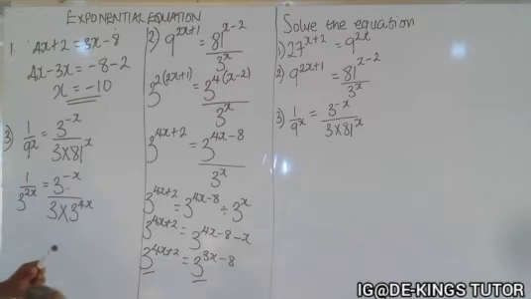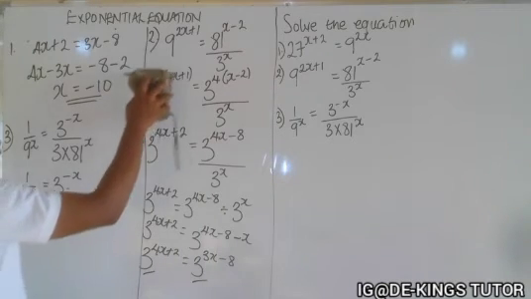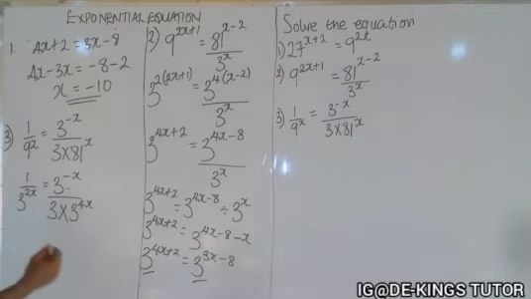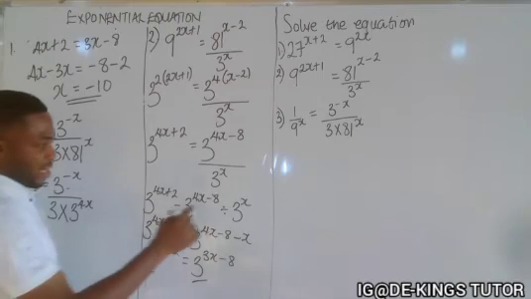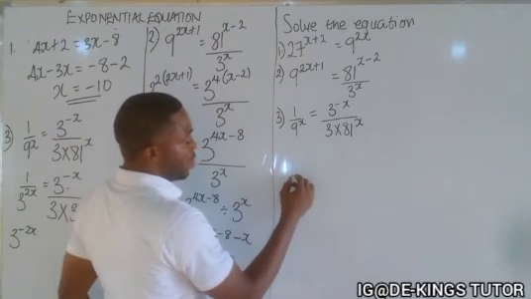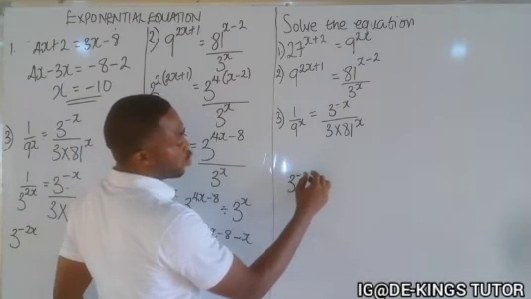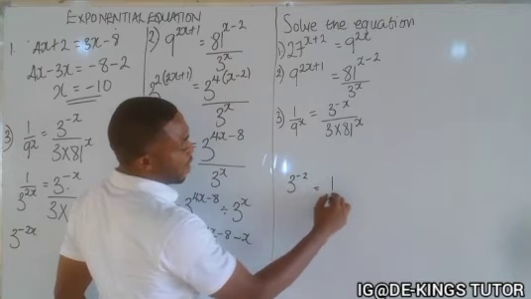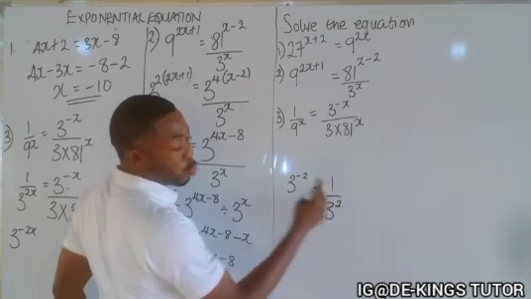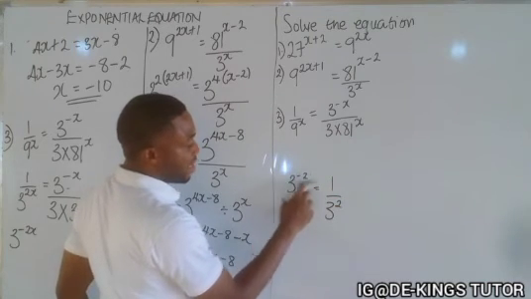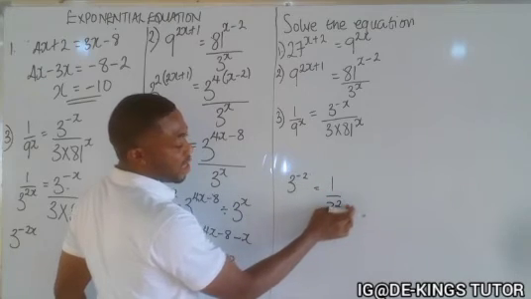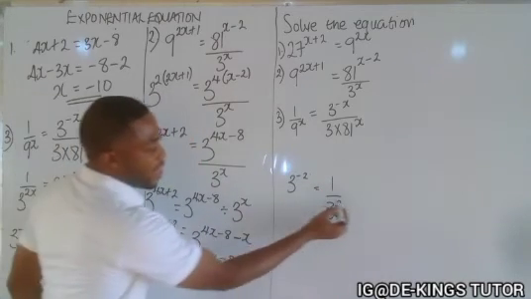If you remember our laws of indices, if we have 3 raised to the power minus 2, it can be written as 1 over 3 raised to the power 2. Because of the negative, it turns to 1 over 3 raised to the power 2. The same way, you can come back to this point. That's the law. So we have 1 over 3 raised to the power 2x, which can also be written as 3 raised to the power minus 2x.